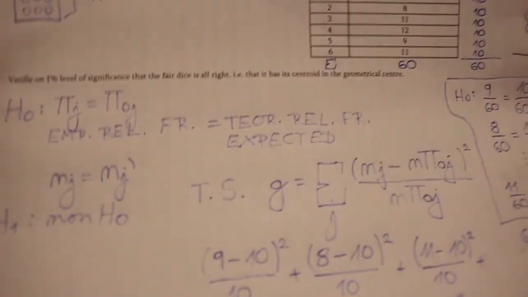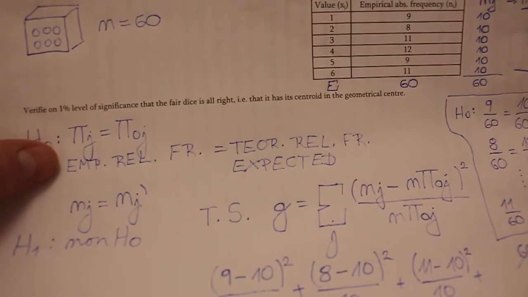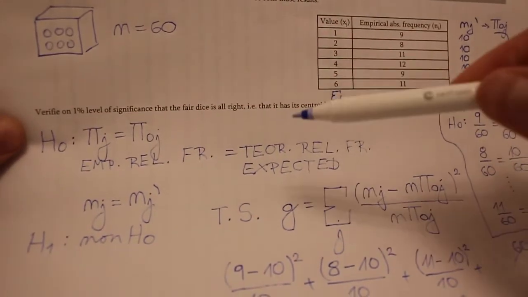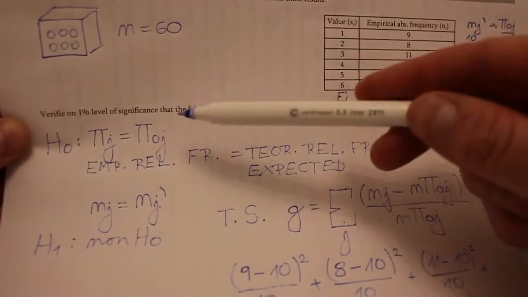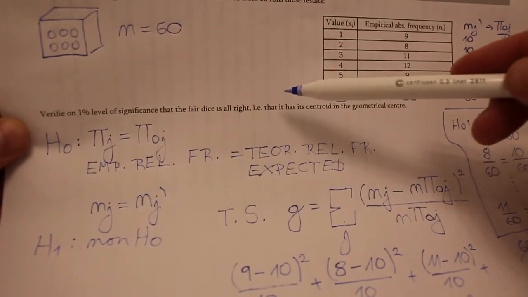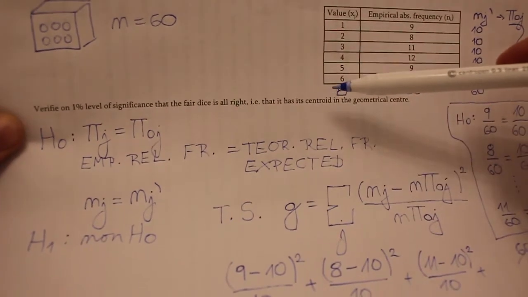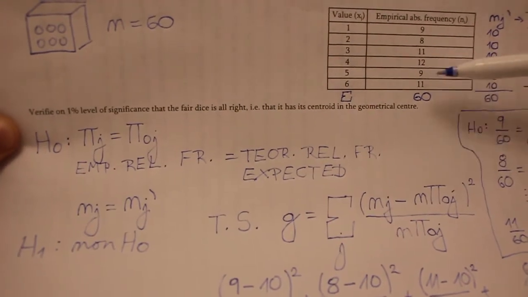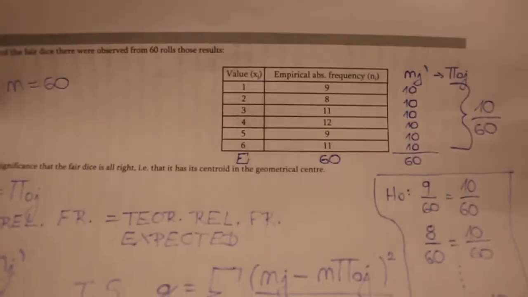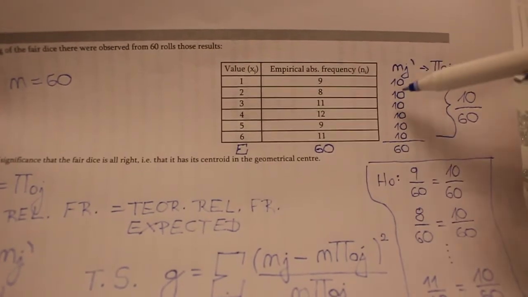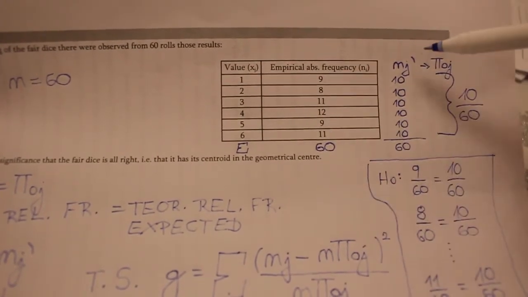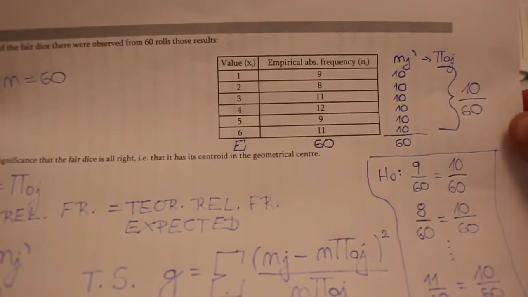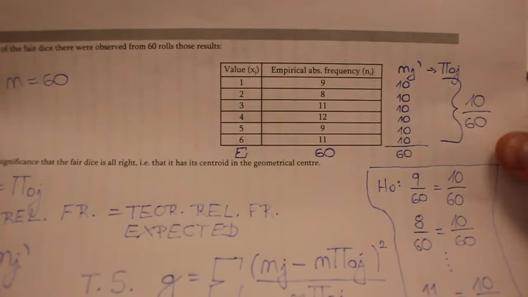It means that empirical frequencies are equal to expected theoretical frequencies. It means that the fair dice is all right. It means that the dice has its centroid in the geometrical center. Yes, these values are equal to these values. Yes, so this was chi-square goodness of fit test. Yes, chi-square goodness of fit test.